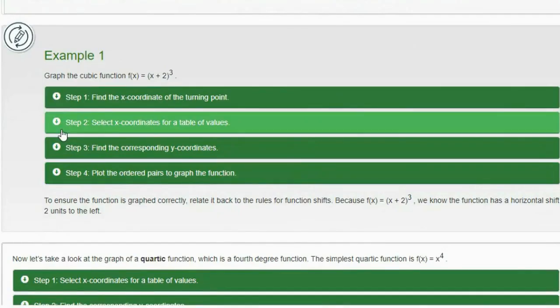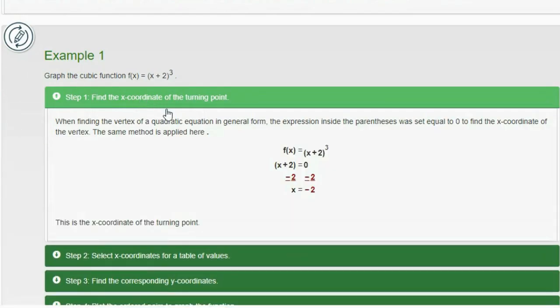Okay, an example. Let's say we want to graph f of x equals x plus 2 to the third power. We need to find the turning point. When finding the vertex of a quadratic equation in general form, the expression inside the parentheses was set equal to 0 to find the x-coordinate of the vertex. Well, we can do the same thing here. We can take that x plus 2 and set it equal to 0 and find out that the turning point is going to be at -2.